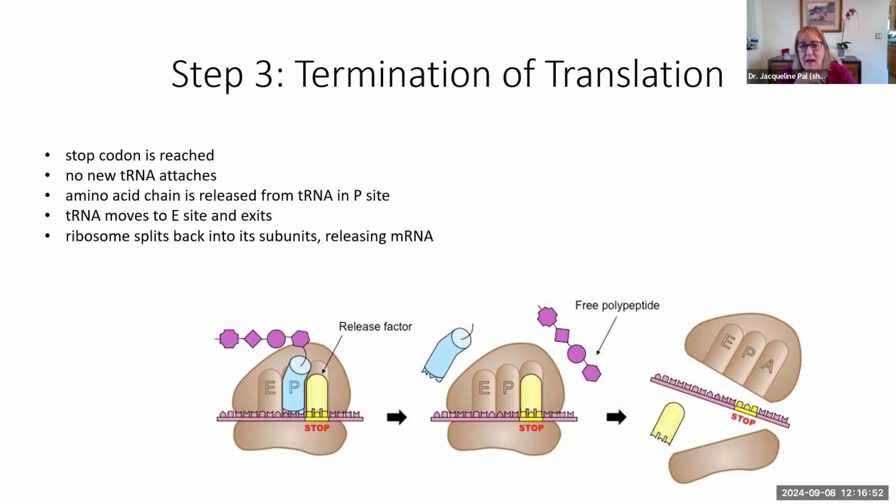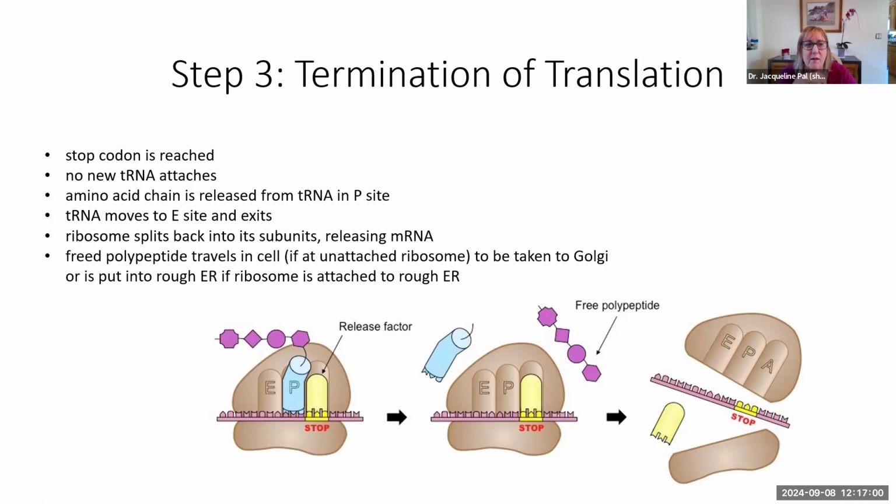So what happens to that polypeptide, to that protein with its primary structure? Well, if this was an unattached ribosome, then this can be taken to the Golgi apparatus where it can be processed. You know, we can get a secondary, a tertiary, a quaternary structure out of it. Or if this ribosome had been attached to the rough ER, then it can be dumped into the rough ER and it can be separated out in a little vesicle and be taken to the Golgi anyway.